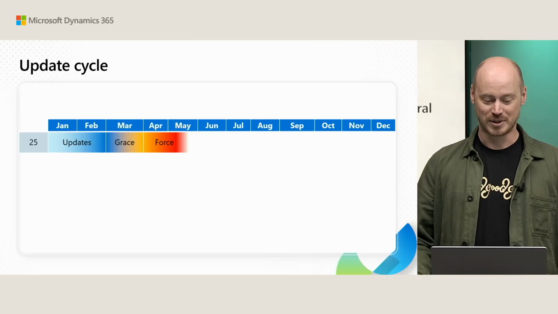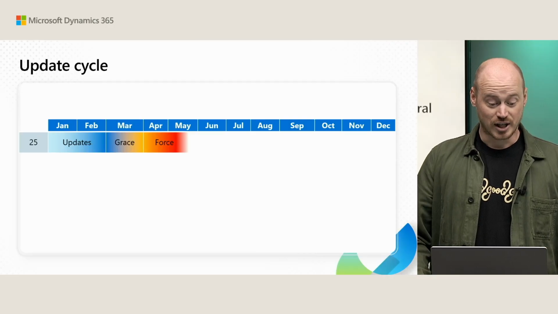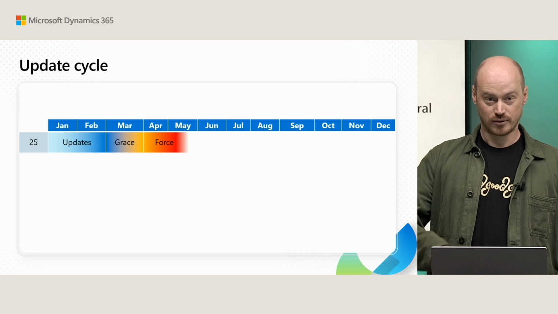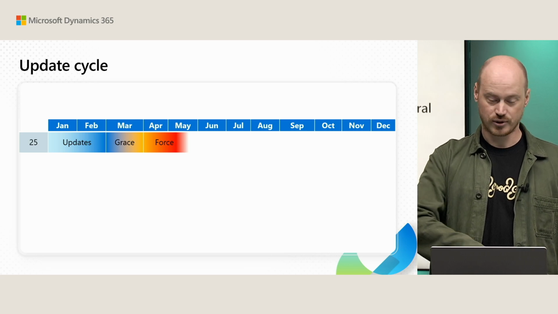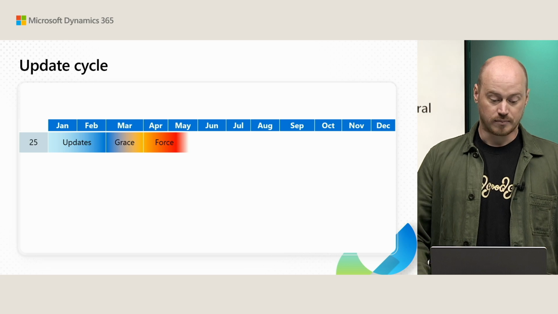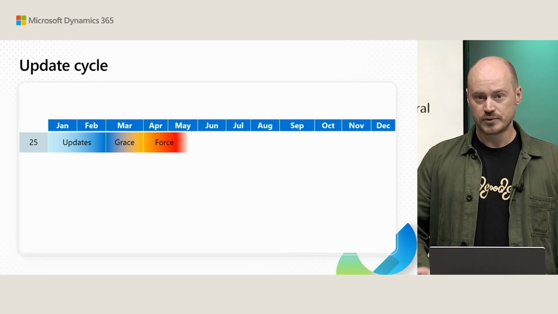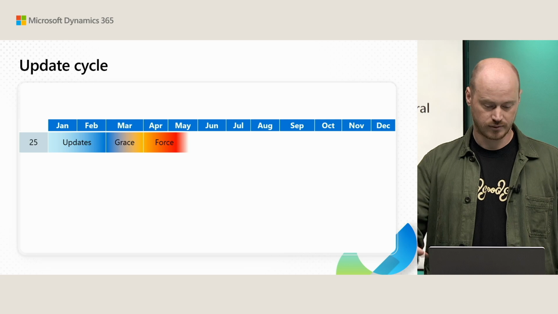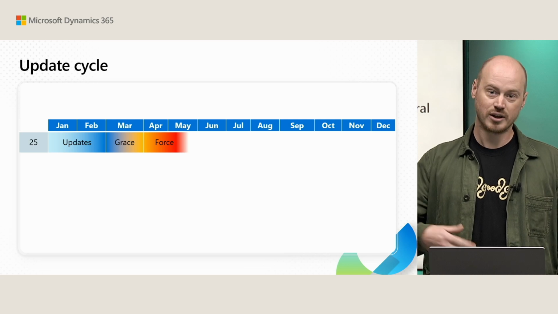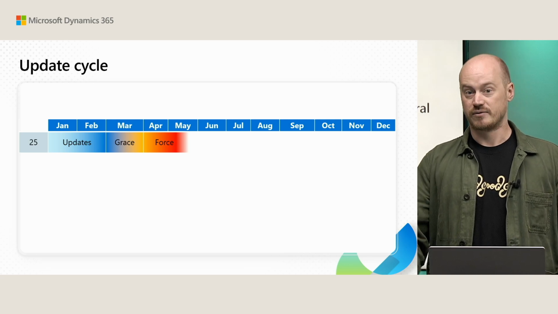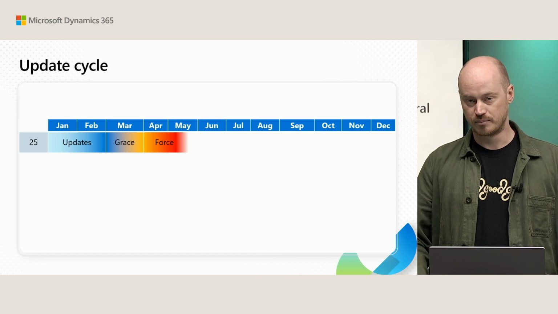So looking at the calendar for 2025, this is what our update cycle looks like. It's April now, so we've just completed the update cycle for environments to update from version 24 to version 25. This version was released first in October, so the update period ran until the end of February. We've had a 1 month grace period in March. And now it's April, we're forcing any environments that have not updated yet to complete this update.